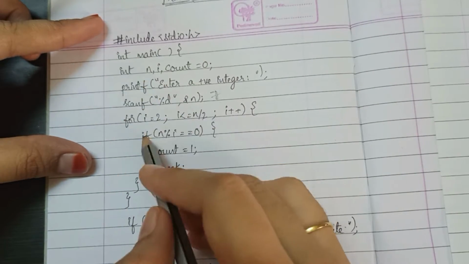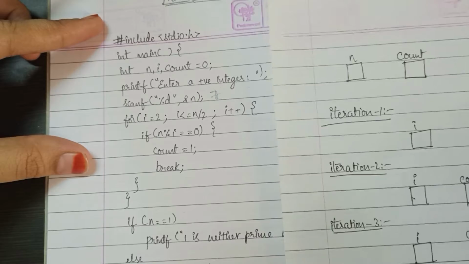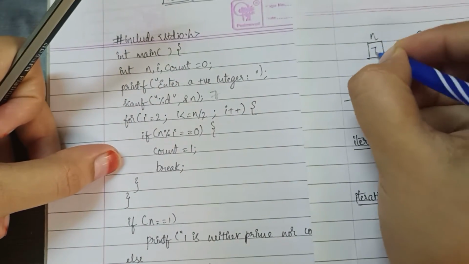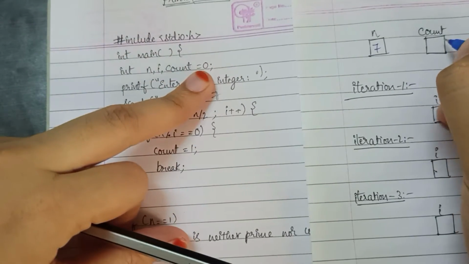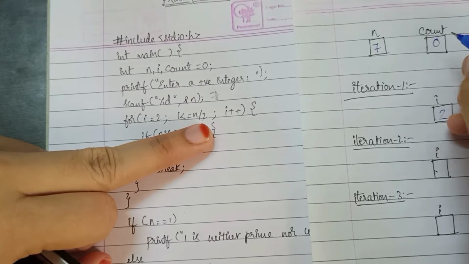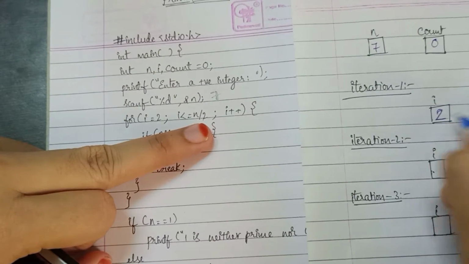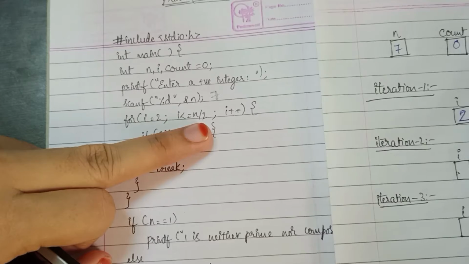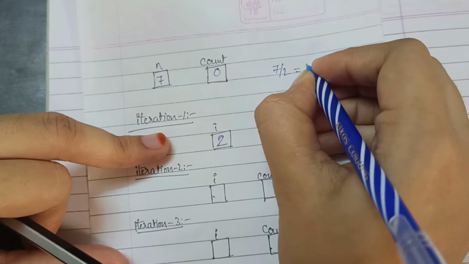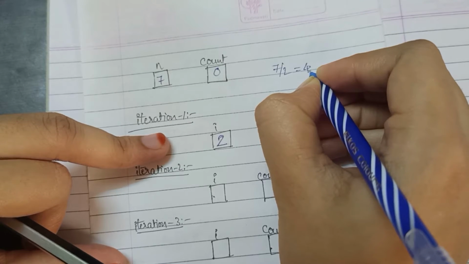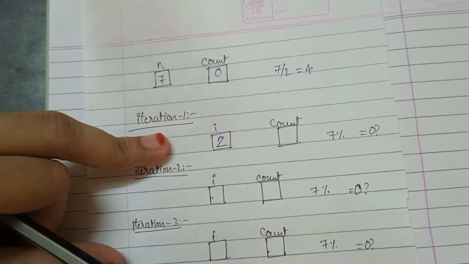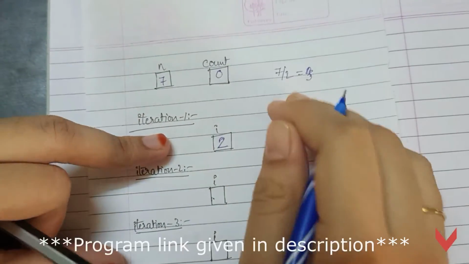Initially the value of i is initialized to 2 and the value of n becomes 7 here. The count is already initialized to 0. Now i equals 2, is i less than or equal to n by 2? Which is, is 2 less than or equal to n by 2? 7 by 2 is nothing but... sorry, 7 by 2 is not 4, 7 by 2 is 3.